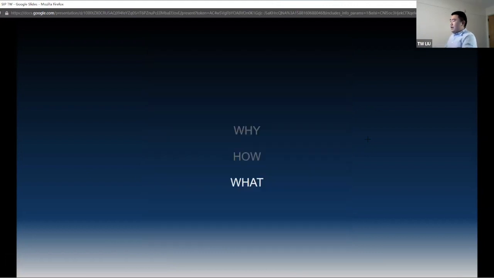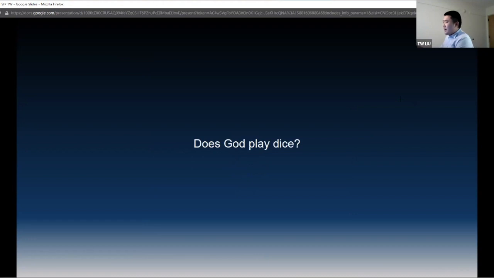So let's move on to the last part: what does quantum mechanics do? As in other physics areas, there is always a theoretical development and an applied development. I would like to start with the theoretical development. I will start with a rather philosophical question: does God play dice? What do I mean by that? Basically, is our world deterministic or probabilistic?